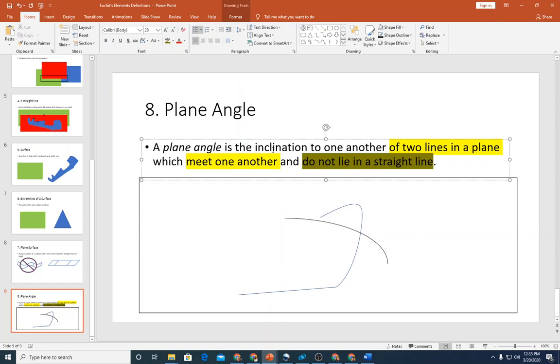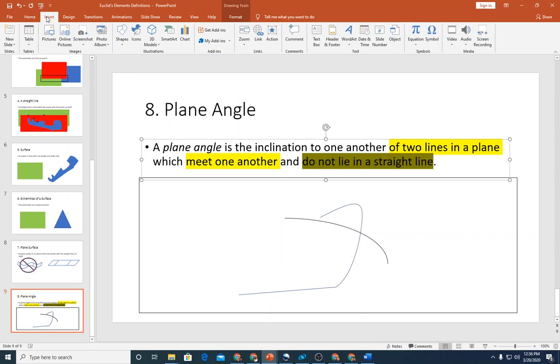We're going to look at this: a plane angle is the inclination to one another of two lines in a plane which meet one another. We'll get to the do not lie in a straight line in a second. Okay. So what's a plane angle? Well, that means the inclination to one another of these two lines. So there are four plane angles here on this plane. This one right here, this one right here, this one right here, and this one right here.